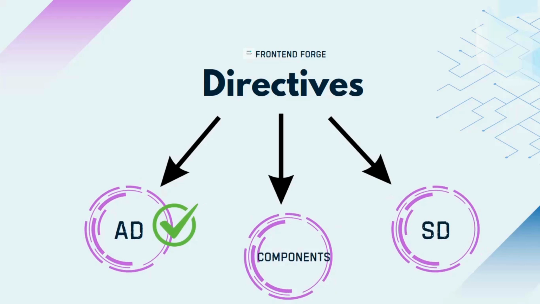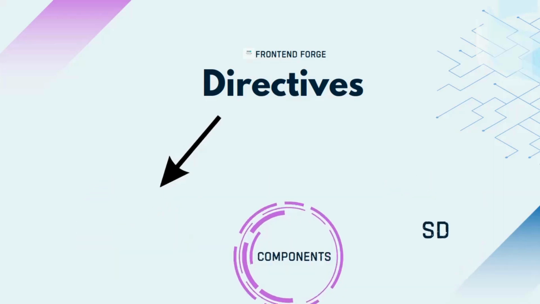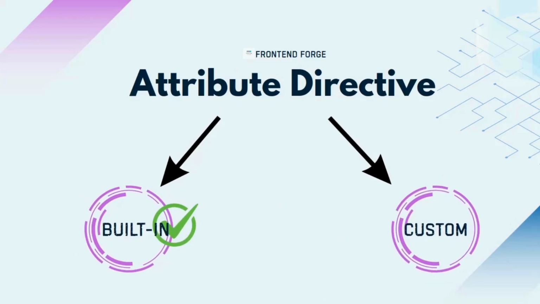We have already seen components and we have been working on it. Today in this video we will see the attribute directives. Attribute directives also have two types, which are built-in and custom directives. We will see built-in directives in this video and custom directives in our next one.